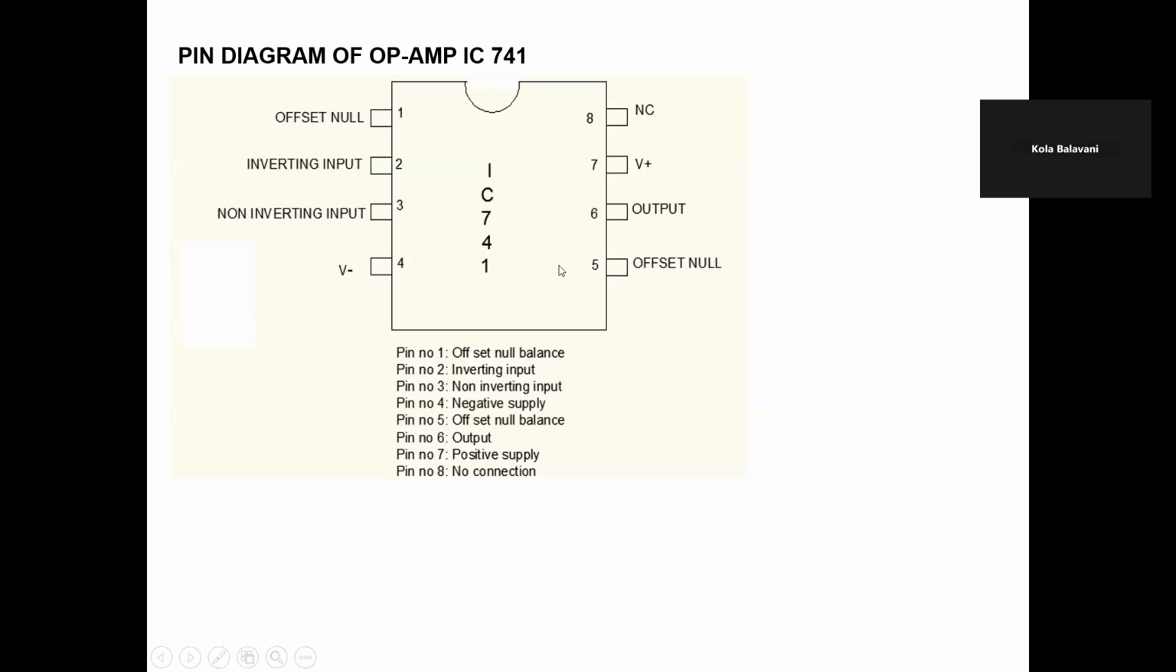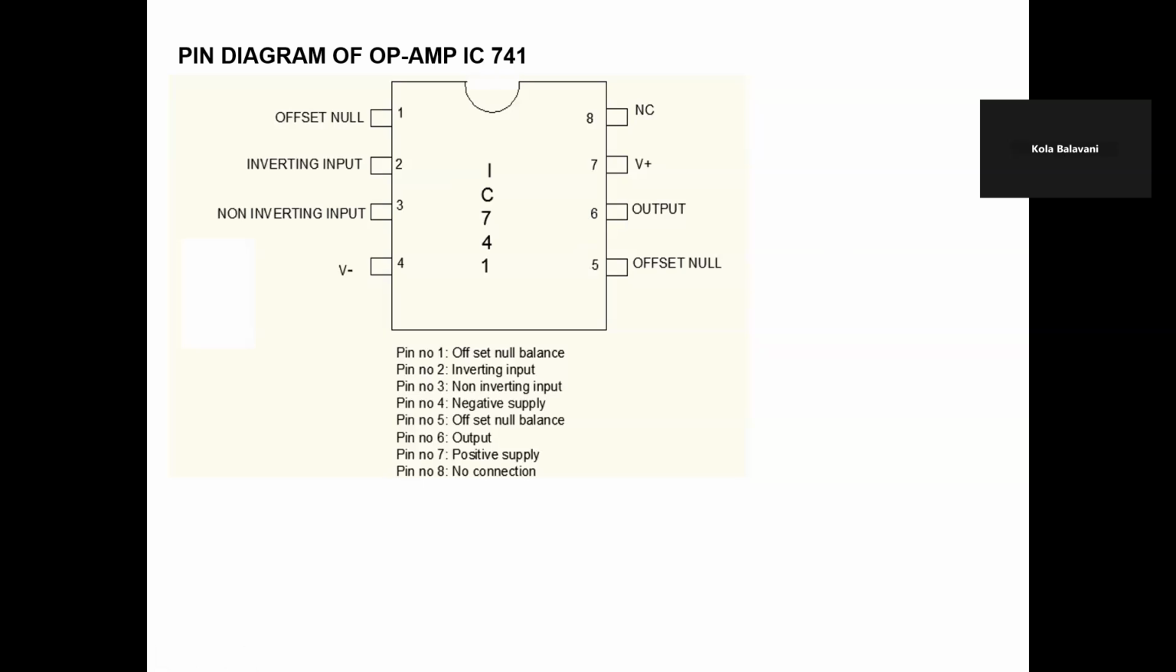Coming to the first and fifth pins, a potentiometer is connected between the first pin and fifth pin to adjust the offset voltage. That is the offset null, used to nullify the offset voltage. And the sixth pin is the output pin, where the output is taken.